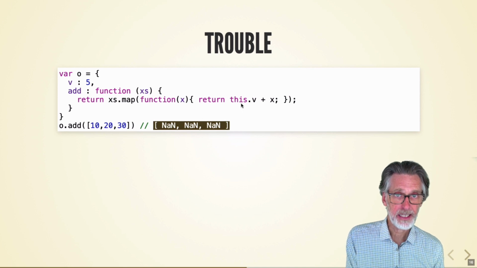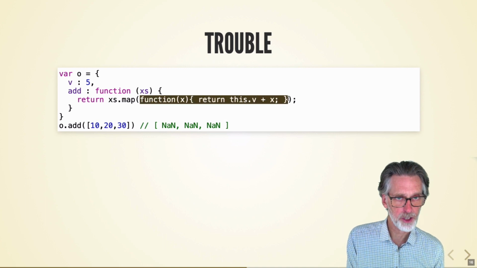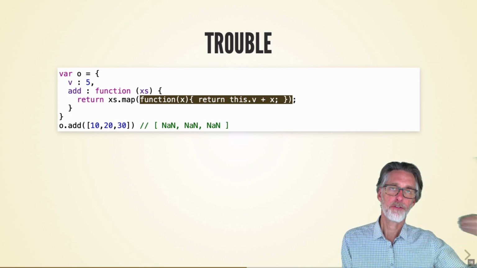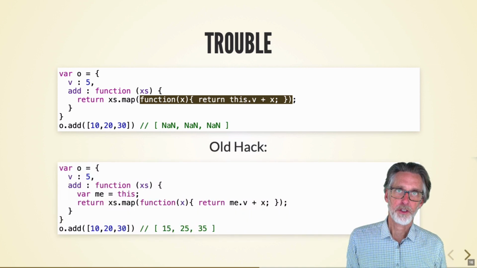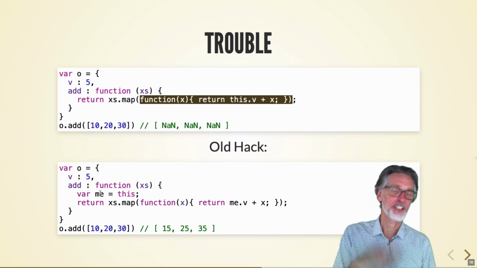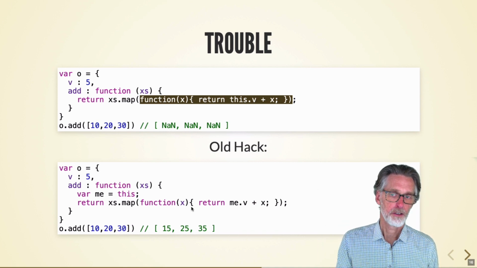Why is this happening? Because this is inside of a function that's being passed around. The map code is invoking this function using a function context, not on the object o, and therefore this is meaningless. The standard fix for this in JavaScript is to save this into another variable that will actually get closed properly before you spawn off the helper function. And it does work, but it's not particularly beautiful.